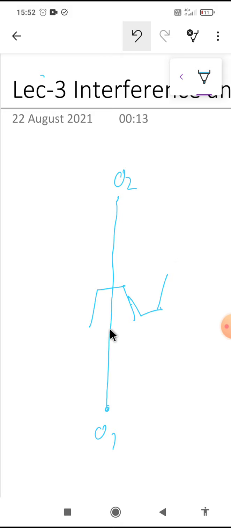Now suppose the pitch circle of this pinion is a line passing through the center of this pinion, and the pitch circle of this gear is this line. So these are the two pitch circles of the pinion and gear.